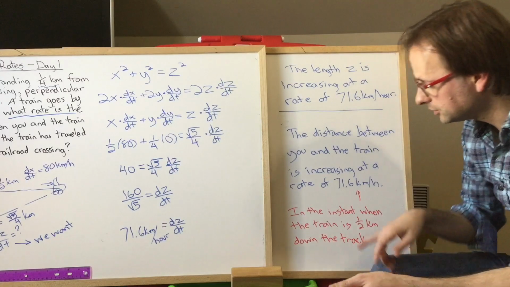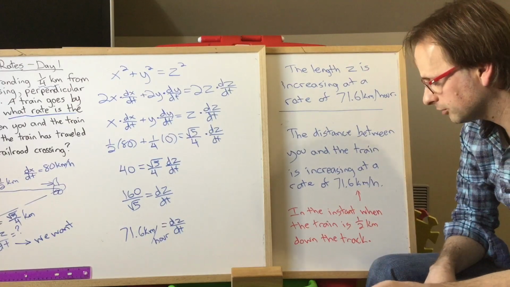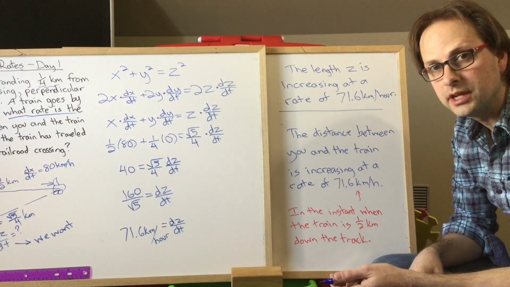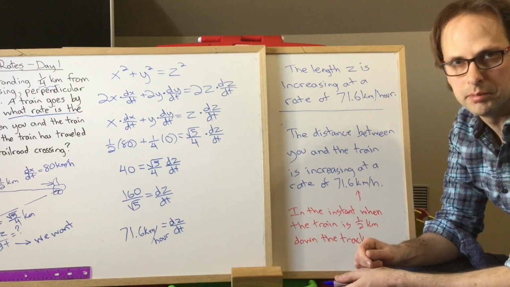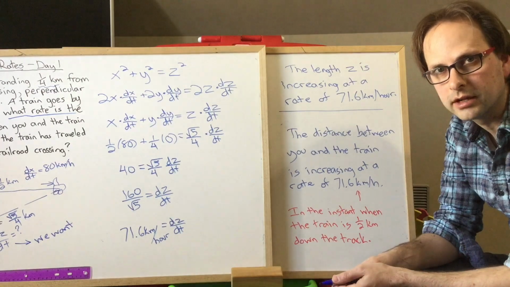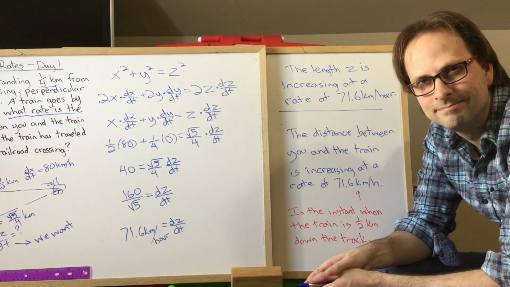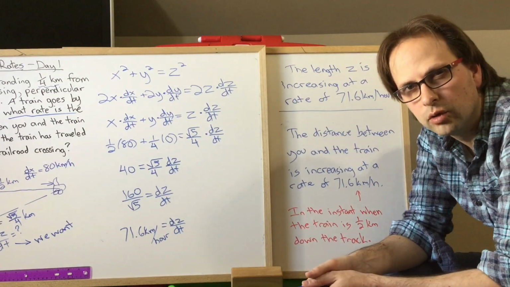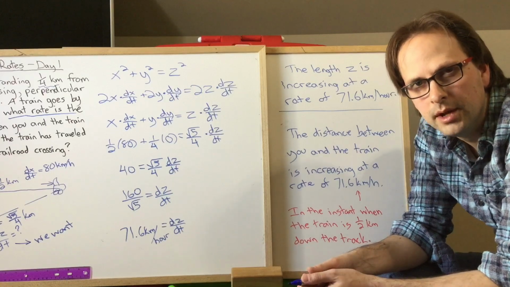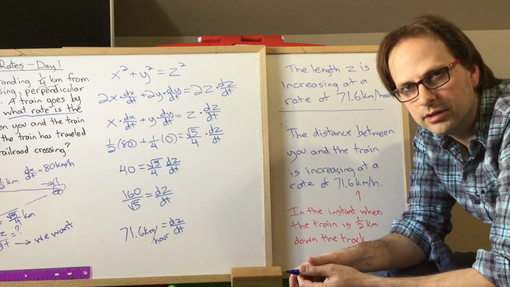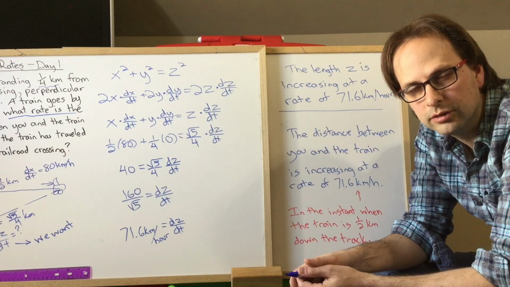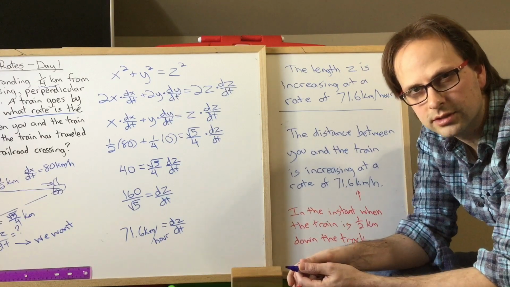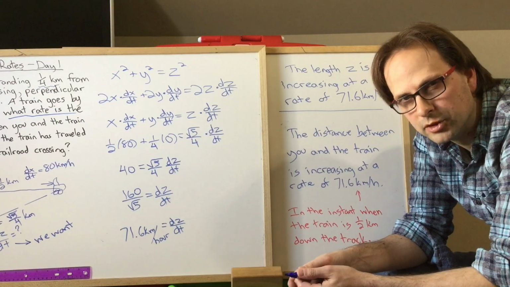Now, just to be clear, that's in the instant when the train is a half kilometer down the track. Once that instant's over, once it's, say, 1 kilometer down the track, this rate will no longer be valid. It's always in flux. You might notice that in all the triangle questions we did today, one of the sides was not changing. When we come back to this on our next day on related rates, we'll have ones where all the sides are changing, and we'll also invoke trigonometry as well.